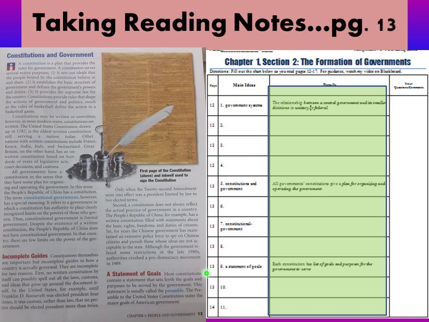Statement of goals. Most constitutions contain a statement that sets forth the goals and purposes to be served by the government. This statement is usually called the preamble. The preamble to the United States Constitution states the major goals of American government. Boom. Preamble right there. The preamble states the major goals of American government. What is it? It states the major goals. I would put that here for number 10 in your details box.